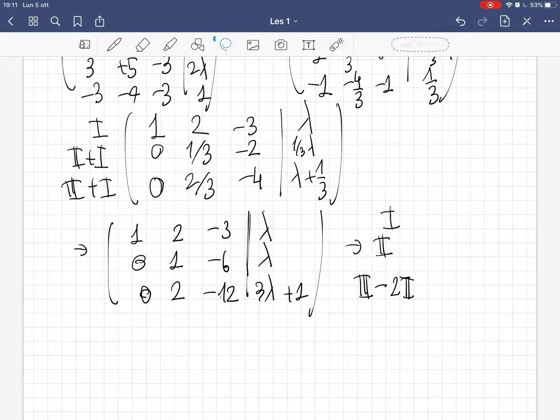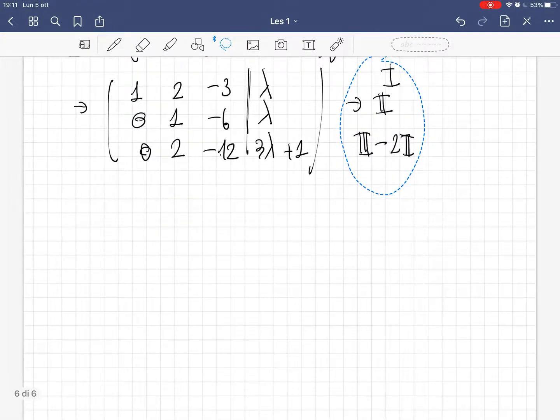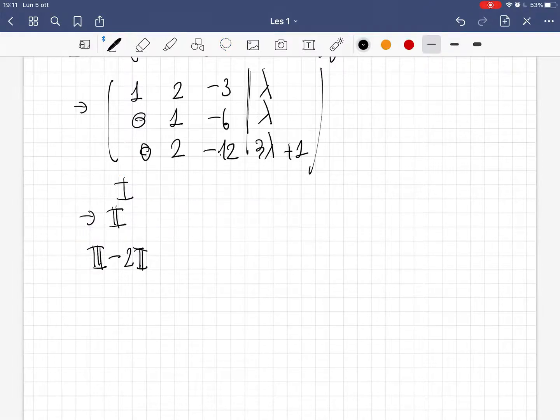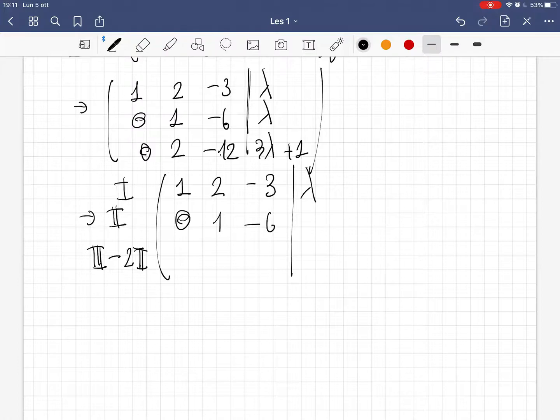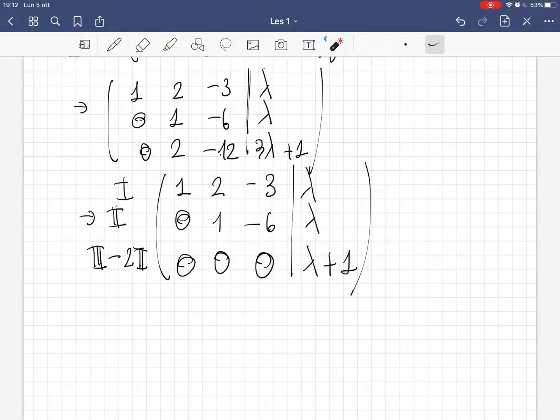Let me do this again, perhaps here below. So you keep this one, this one, this one, and this is lambda. The second is the same, of course. Now, be careful, it's the third minus 2 times the second. So if you see, this is 0, 0, 0, and lambda plus 1. This is an interesting situation, and this is the key part.